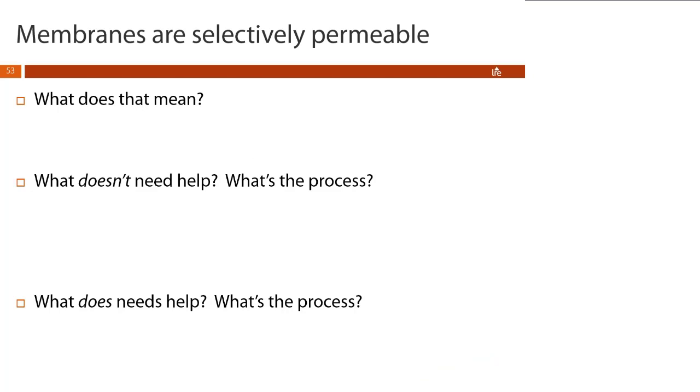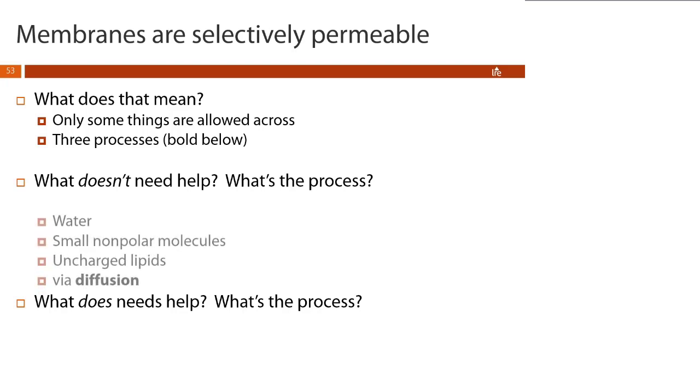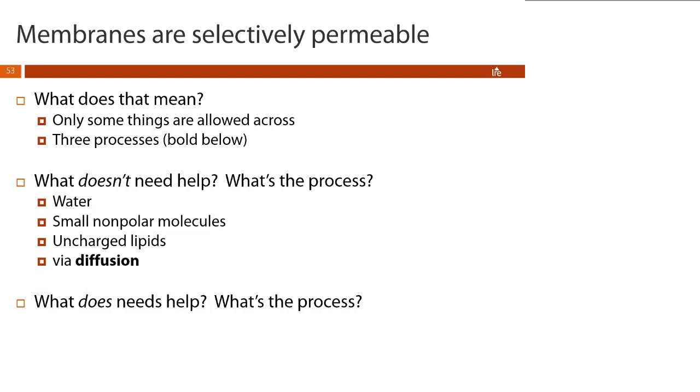So one of the fascinating features of biological membranes is that they are selectively permeable. So this means that only some things are allowed across. And there's three processes that are going to govern this. The first process is simple diffusion. Diffusion is the movement of substances across a semi-permeable membrane from areas of high concentration to low concentration. So water is able to do this freely. Small non-polar molecules, and uncharged lipids.